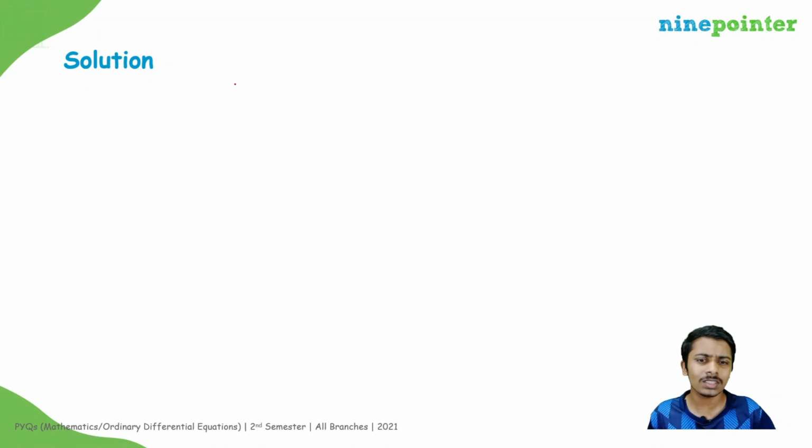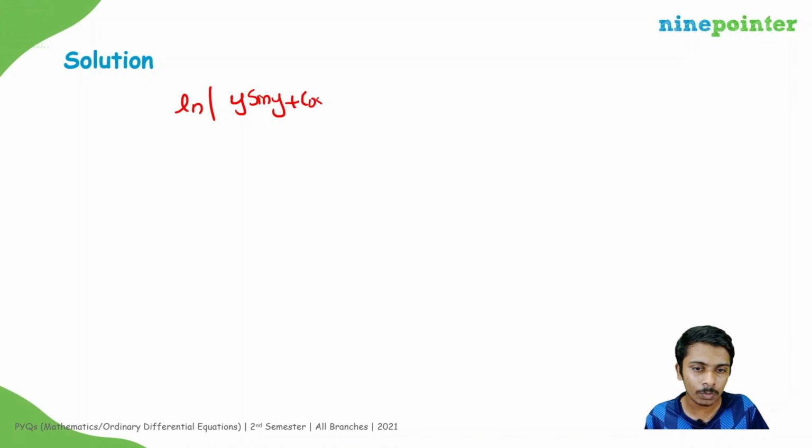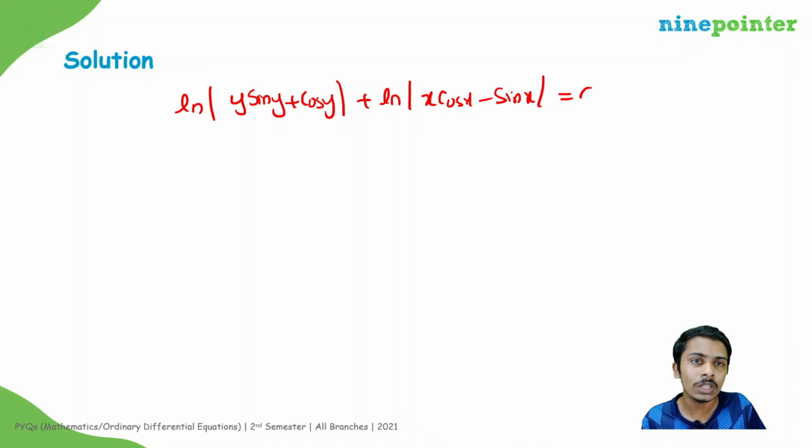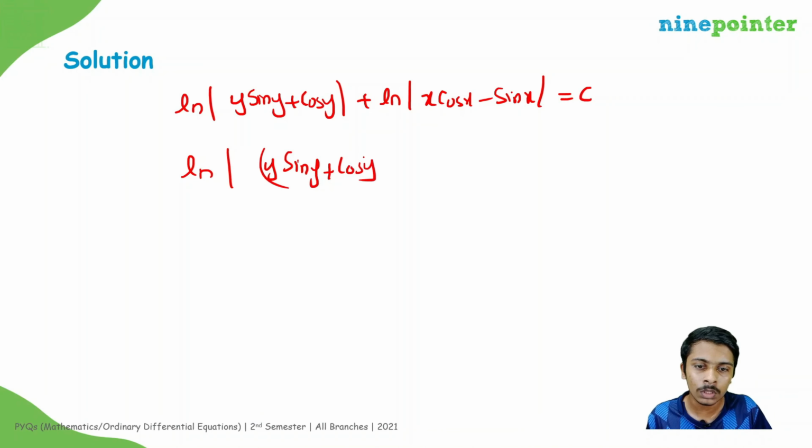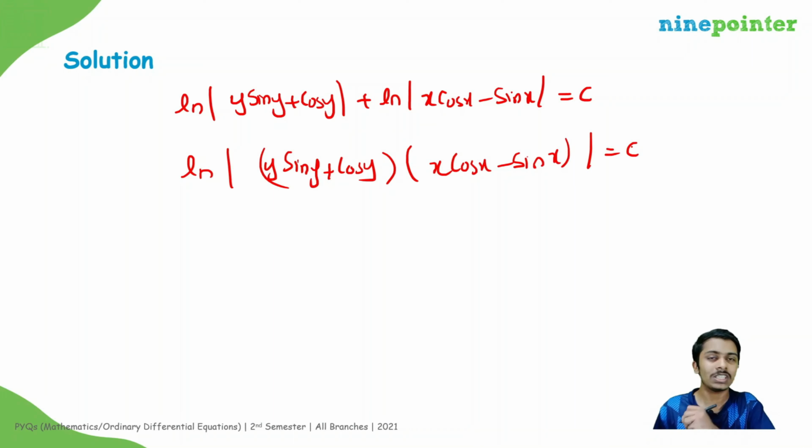Okay, let me just rewrite that well here. That would be log mod y sin y plus cos y plus log mod x cos x minus sin x equal to c. Now just adding this log, we have log x plus log y is log xy, right? So that would be log of y sin y plus cos y into x cos x minus sin x, that is equal to some constant c.